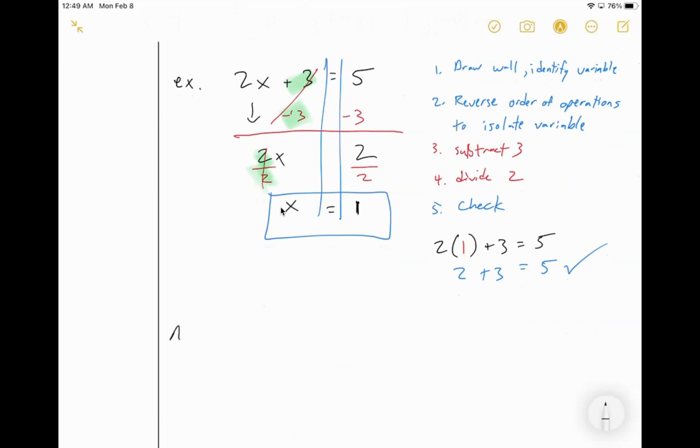All right. 3x plus 2 is equal to 8. All right. So step 1, let's draw our wall. We identify the variable, which is x. All right, so we have multiplying and addition. We have 3 times x, and then add 2. So we're going to do the opposite. We're going to subtract 2 on both sides.